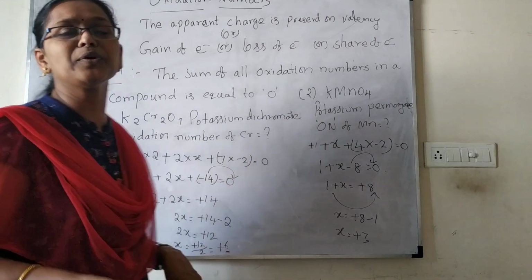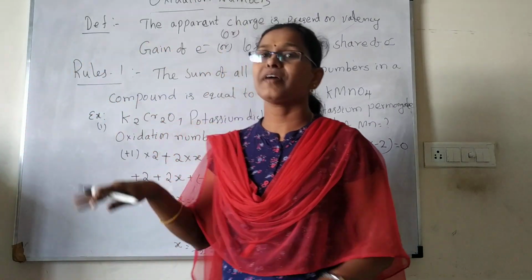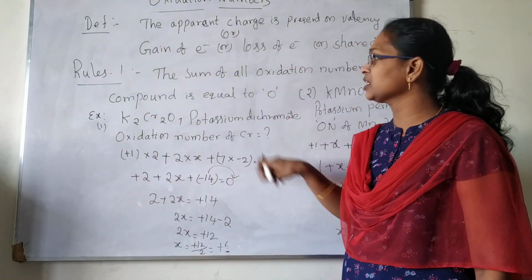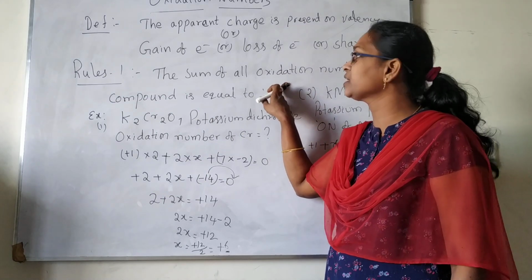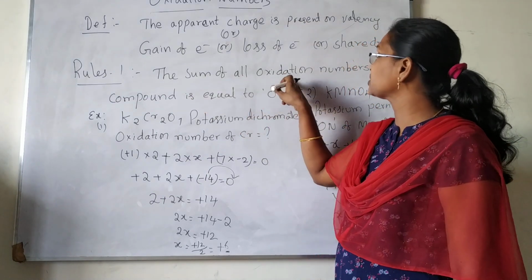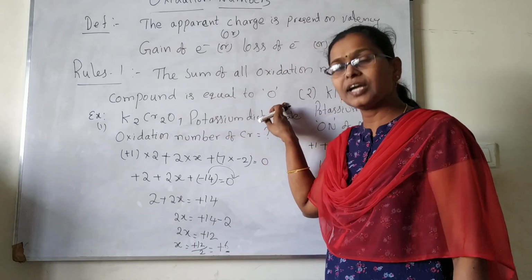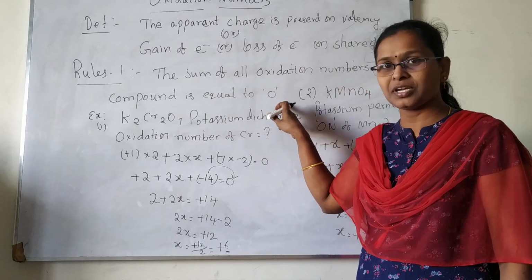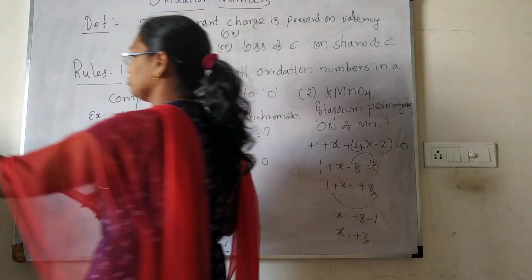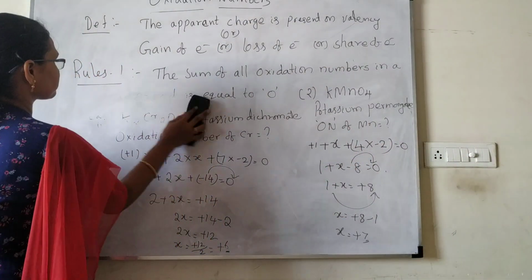So if they give any unknown compound, you have to find the oxidation number by using this rule. What is the rule here? The sum of all oxidation numbers in a compound is equal to 0. Based on that you can find the value of x. Now we'll move to the second rule.